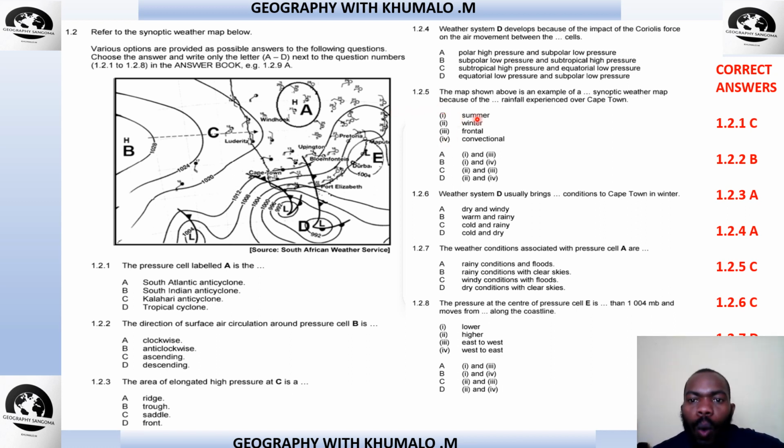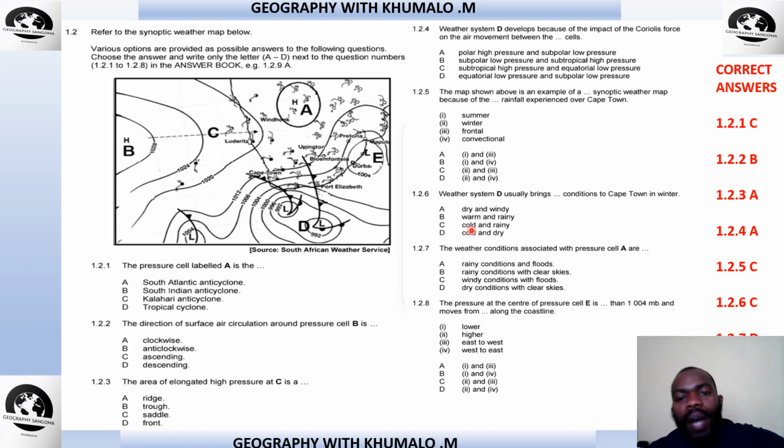1.2.5, the map shown below is an example of a synoptic weather map, because of the rainfall experienced over Cape Town. So this is a new way of asking questions in geography. We wanted to see that if you're given two possible correct answers, which pair is correct. So the correct pair there was C, which is number 2, which is winter, and what, grade 12s? It says 2 and 3. So it's winter and frontal. Very good.